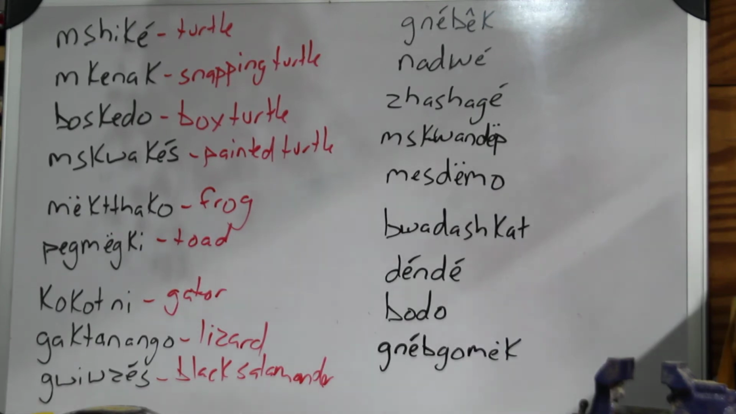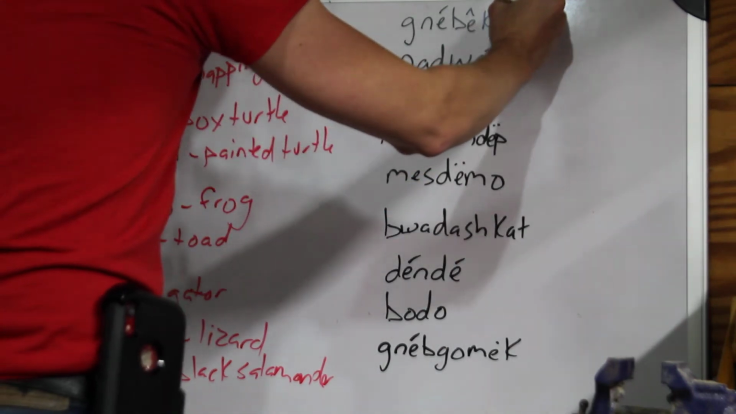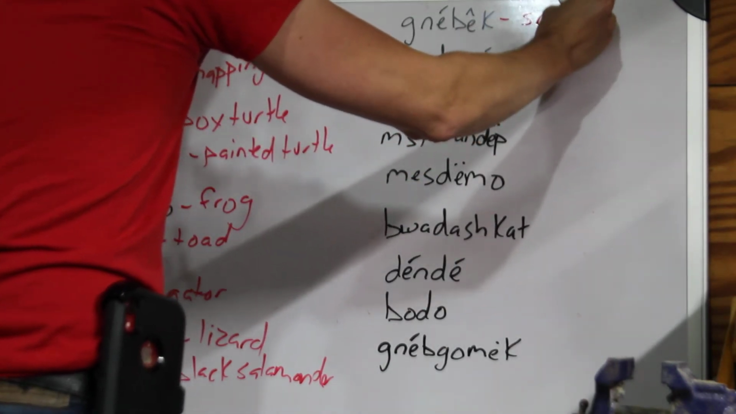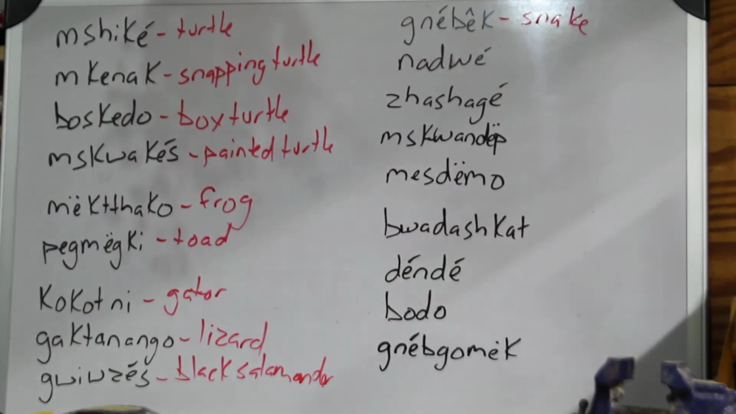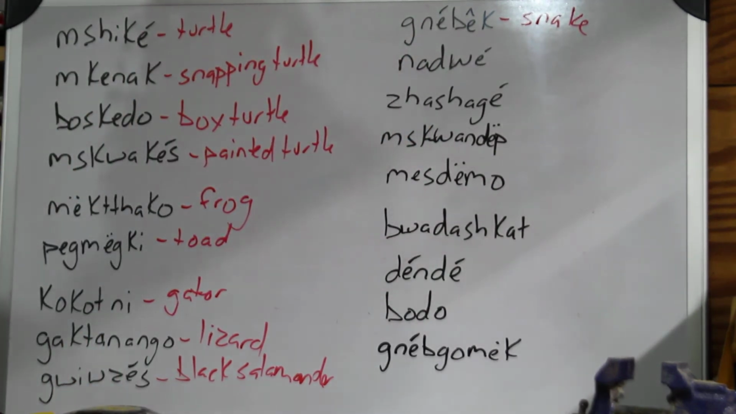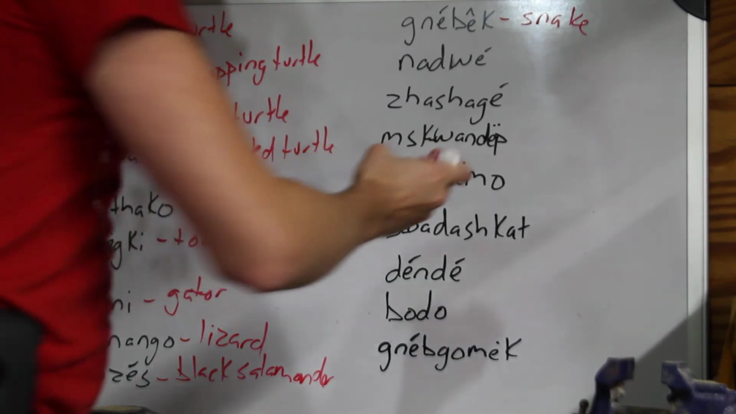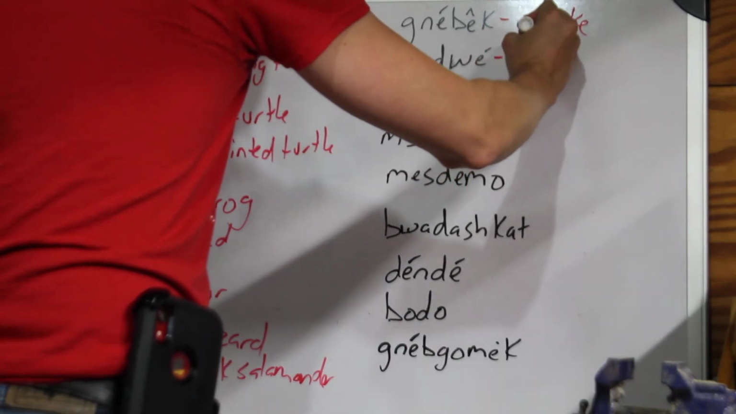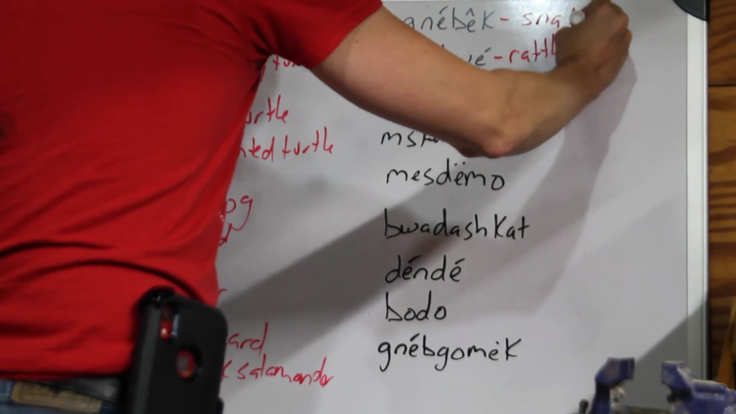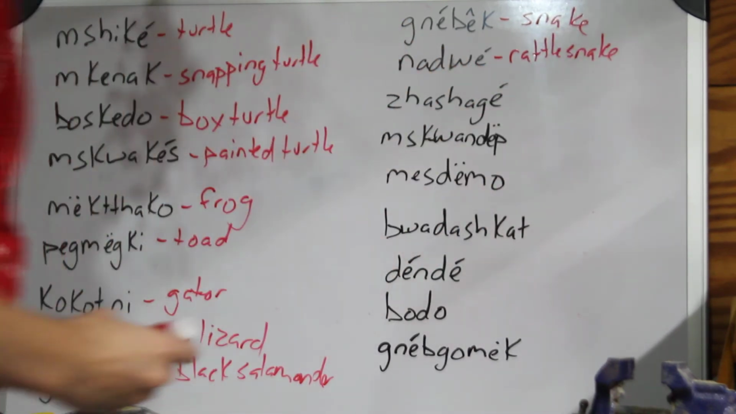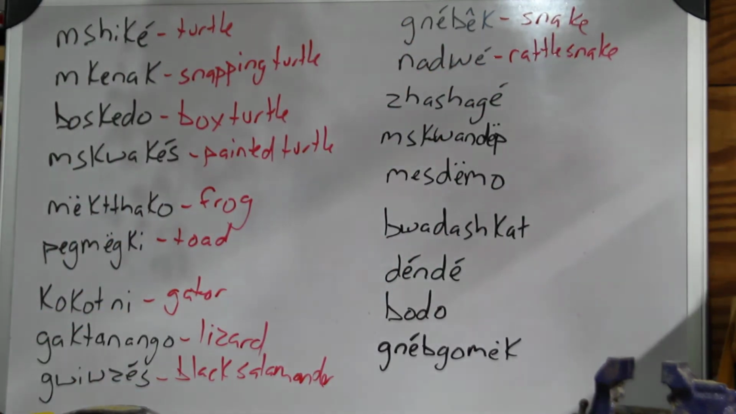Next one, over on the right side, we have Ganabuk. Ganabuk, any type of snake. Ganabuk means the one that lays or sits long ways. The snake lays long. Below that we have Nadwe. Nadwe is one way to say a rattlesnake, and that describes the sound that he makes.